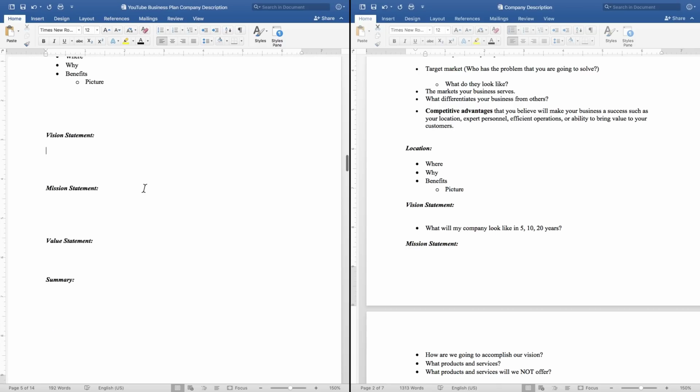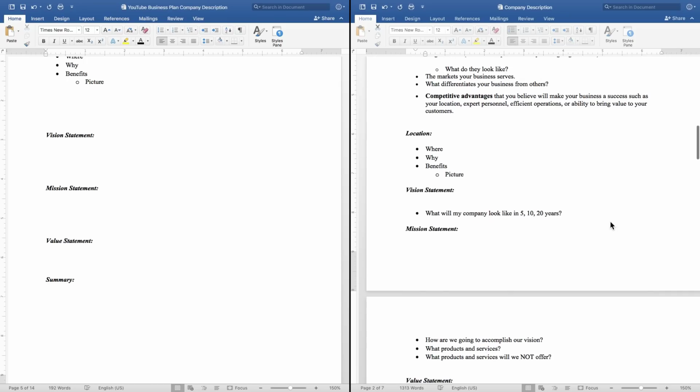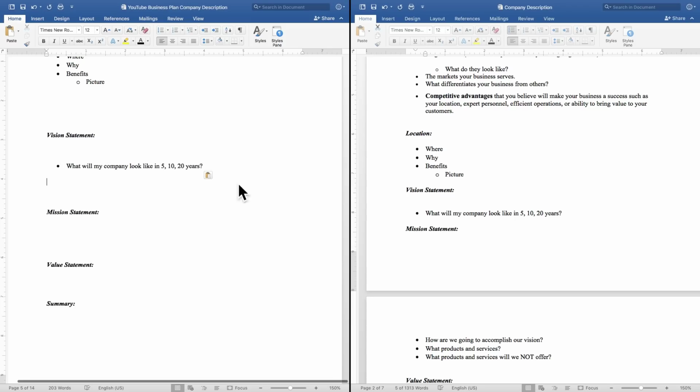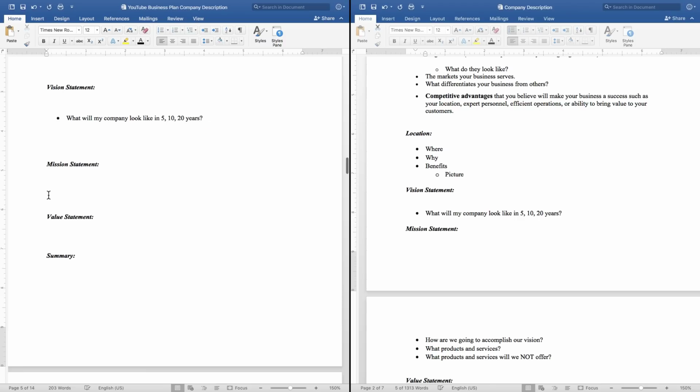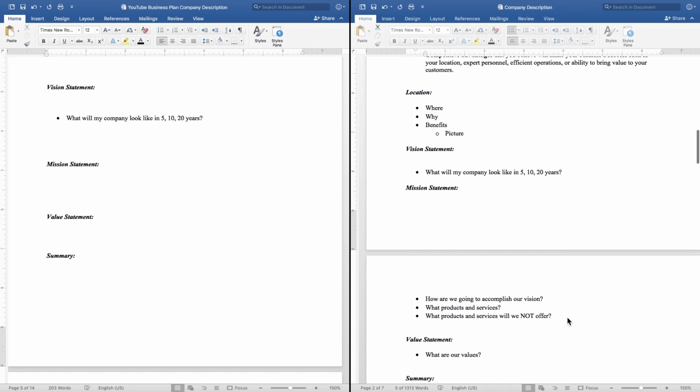The next thing that's critical to the company description is your vision. The vision statement is what your company is going to look like in 5, 10, or 20 years. This segment can be as in-depth as a couple of paragraphs, or as short as a couple of sentences. But always include your vision statement, because your mission statement and your value statement are going to be aligned towards it. Now, what the mission statement does is explain to customers how you are going to attain your vision.